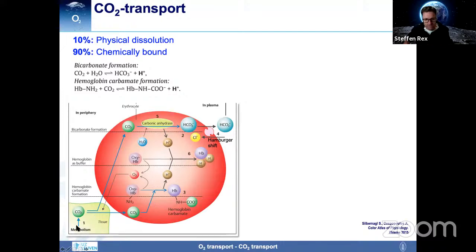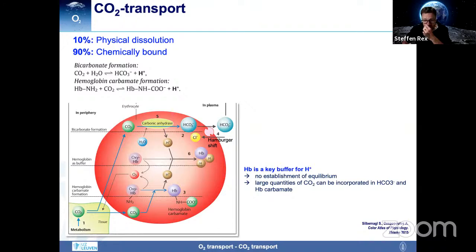So in the tissue, due to the metabolism, you have CO2. CO2 is then taken up by the erythrocyte. So the erythrocyte is really a very important cell in our body. And then the CO2 undergoes a transformation to bicarbonate by the carbonic anhydrase. And in these reactions, a proton is formed. And then the bicarbonate ion leaves the erythrocytes to the plasma by the so-called Hamburger shift. On the other hand, CO2 is also taken up by the erythrocyte and is then bound to the hemoglobin molecule. And again, one proton is formed.